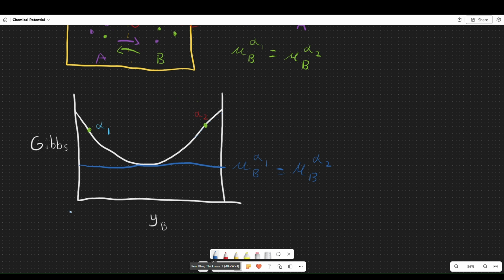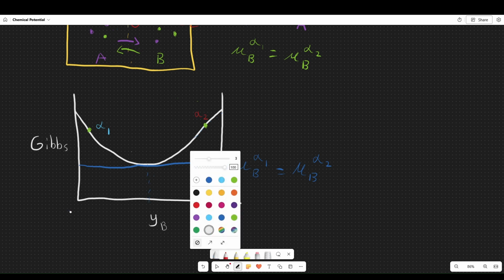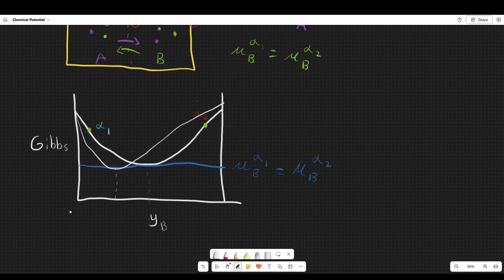But mind you, this doesn't mean that the concentrations have to be equal, right? So in this curve, it looks like it might be around 0.5. But imagine if I drew a curve that looked like this, right? Then this would actually be where the equilibrium point is, right?